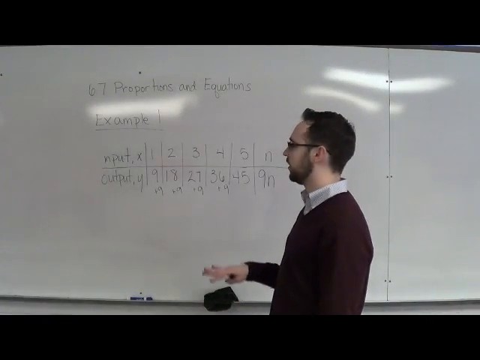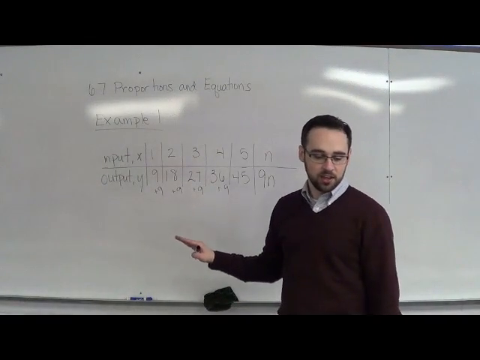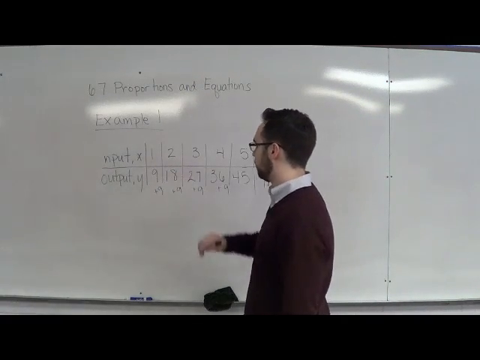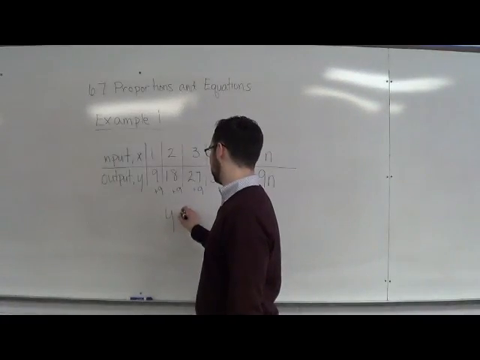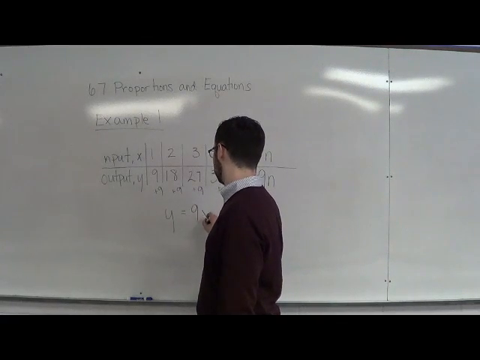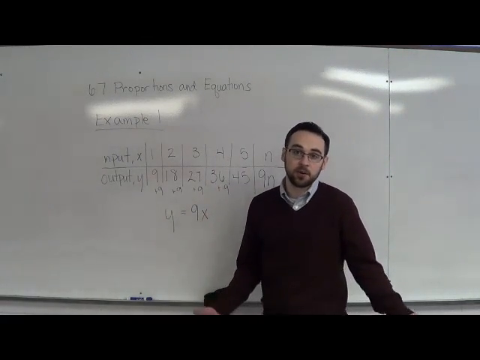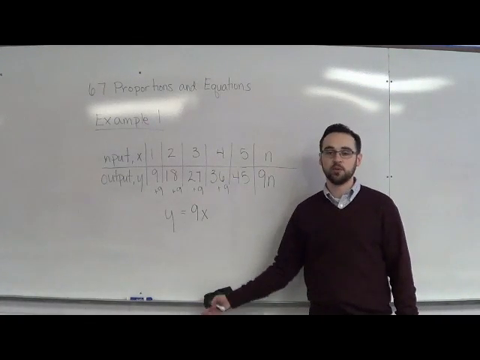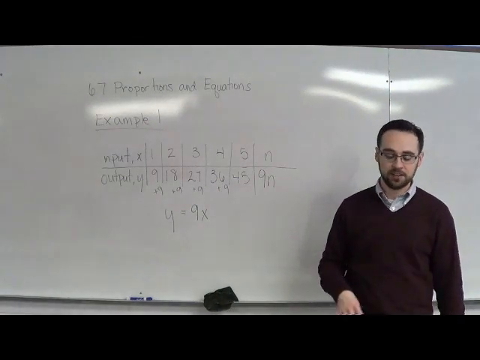Well, now they want us to write an equation to represent all of this. So in order for us to do that, what we're doing is just essentially taking this and using the variables they gave us. We're going to say y is equal to 9 times x. And that's our equation. So what we were finding yesterday, we're just using that and making it into an equation now instead of leaving it in the table format.